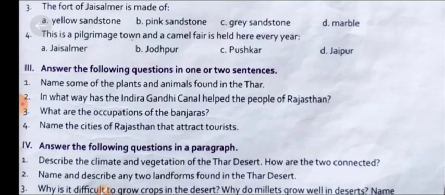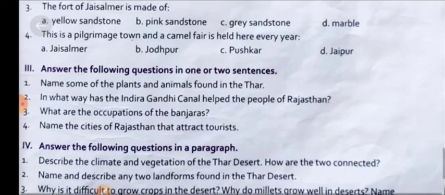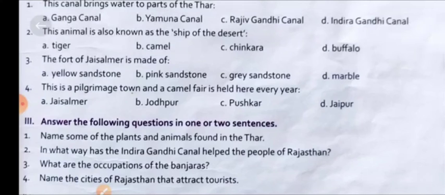Next question. Name the cities of Rajasthan that attract tourists. So there are many cities that attract tourists, like Jaisalmer, Jaipur, Jodhpur, Udaipur and Bikaner in Rajasthan. Okay. So these are the questions which you complete in your classwork copy, and also you have to complete in your fair copy. Okay.